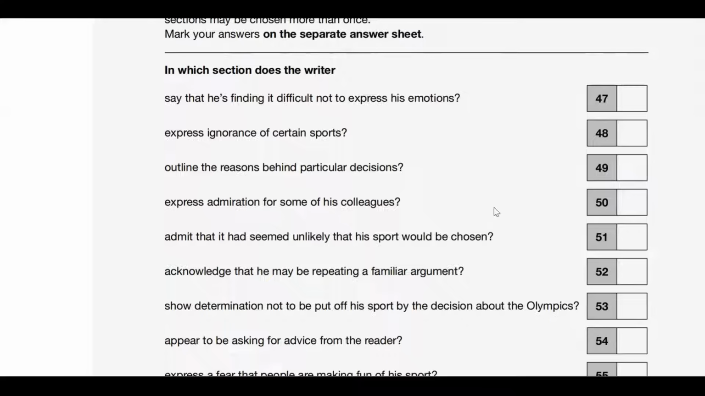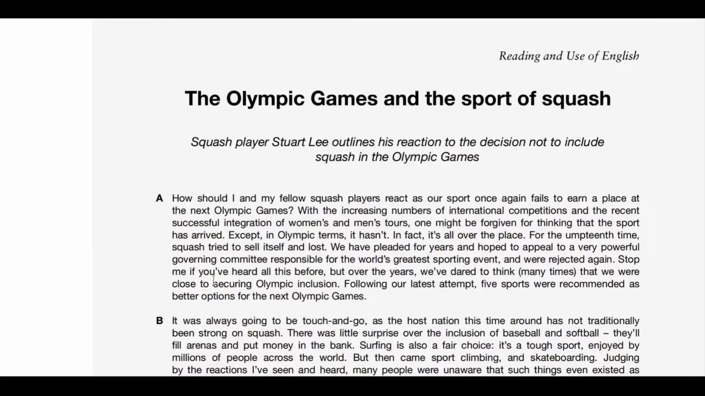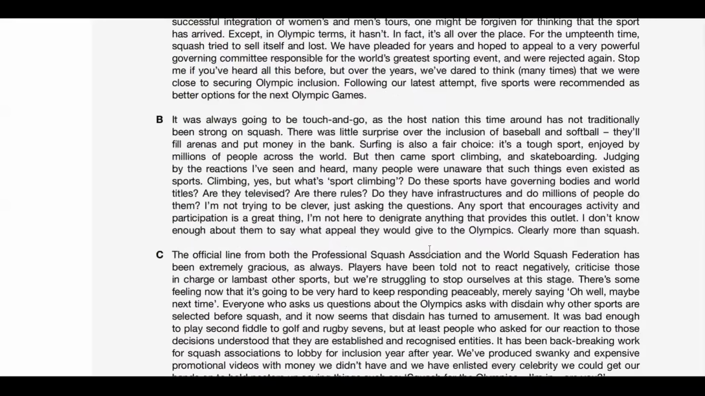Okay. So once you've gone through the questions, as you're reading through A, now that you have the questions in your head, it should be relatively easy to look through here and say, aha, this relates to 47, or this relates to 48. Okay. We can see here that we've got 4 sections.